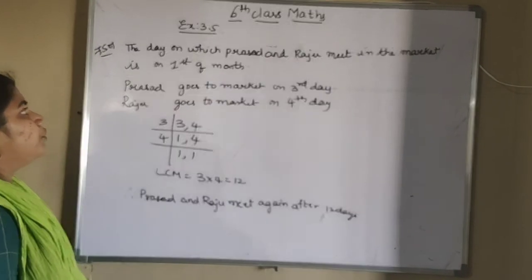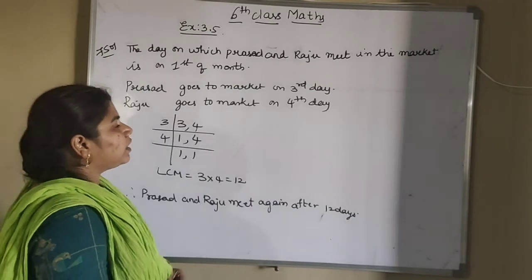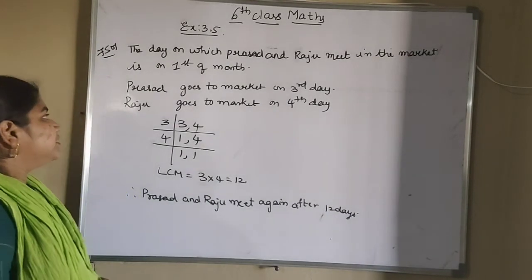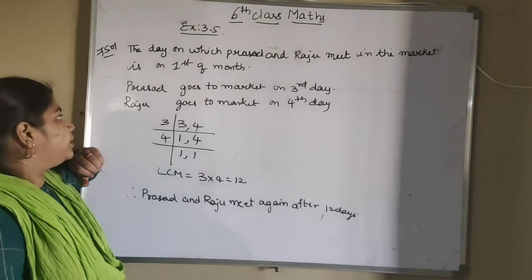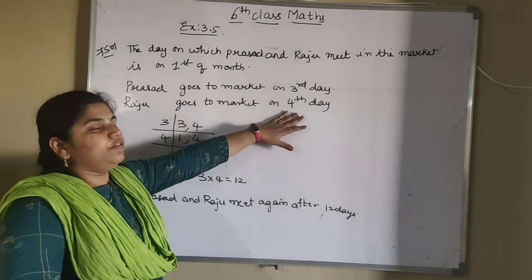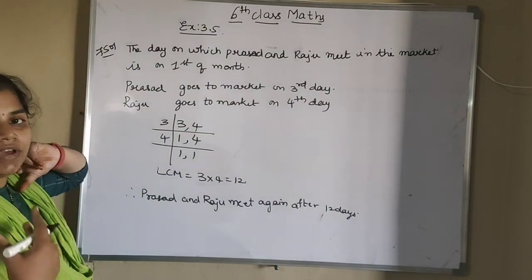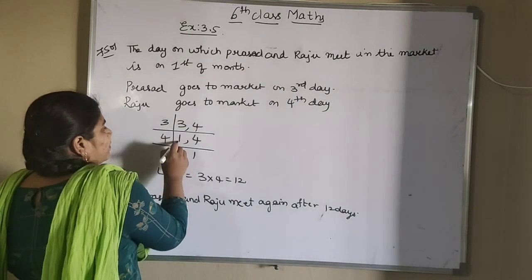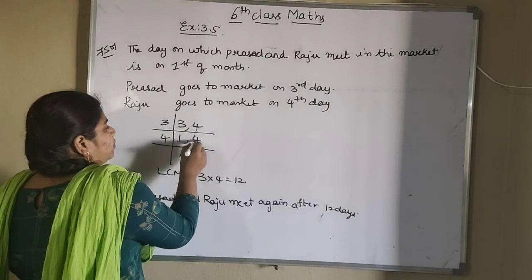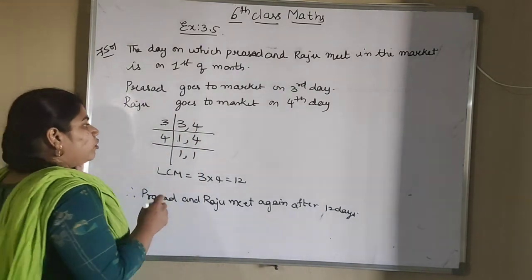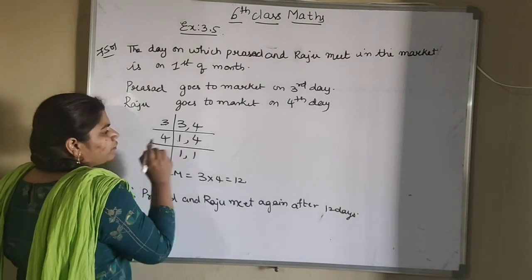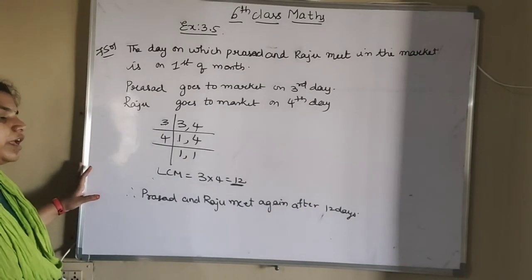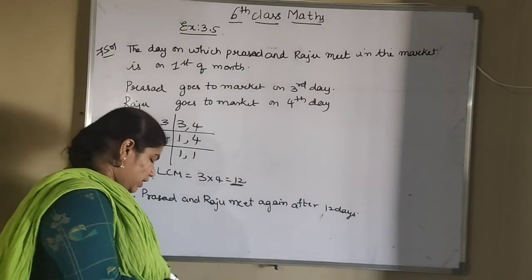So what is that? The day on which Prasad and Raju meet in the market is on 1st of the month. Okay, so Prasad goes to market on every third day and Raju goes to market on every fourth day. So again when they will meet we have to find. So what are we doing? We are doing the LCM here. So 3 ones are 3. 4 will not go in the 3 table, so I am writing 4 as it is. Now with the 4 we are doing 4 ones are 4. So what is the LCM? You got it as 12. That means Raju and Prasad meet again after how many days? After 12 days again they will meet.